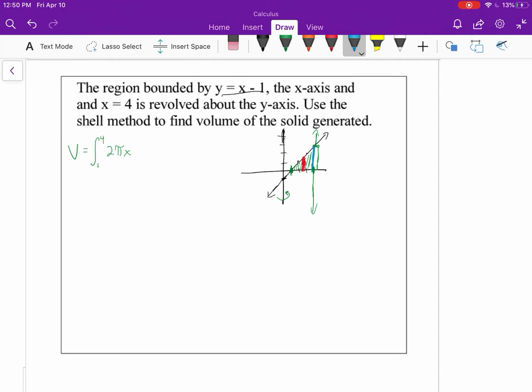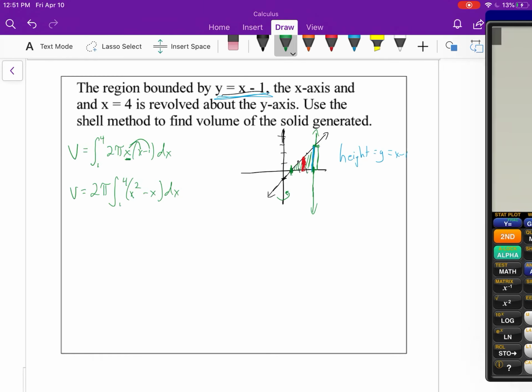Well, the height is the y value, and we know that y from the directions is x minus 1. So that's what goes in for the height, x minus 1. And then the thickness is dx. And so we want to find this volume. So volume equals, we can factor out a 2 pi, and integral from 1 to 4. We'll distribute the x here, so this is x squared minus x dx.